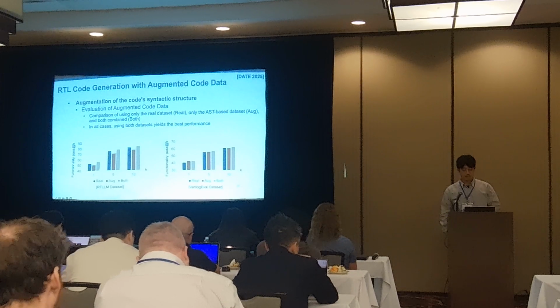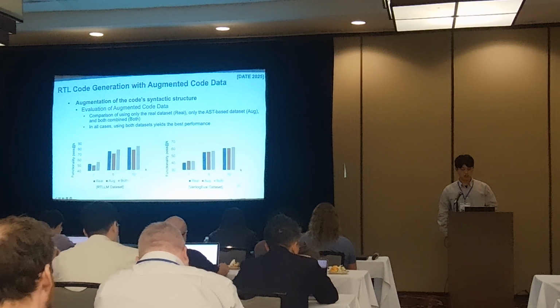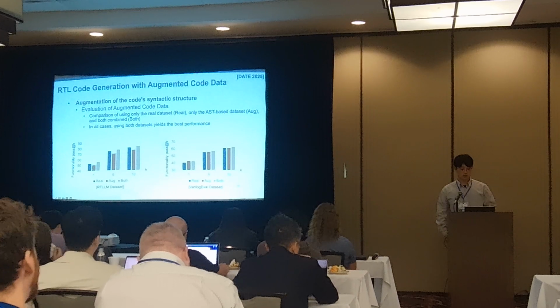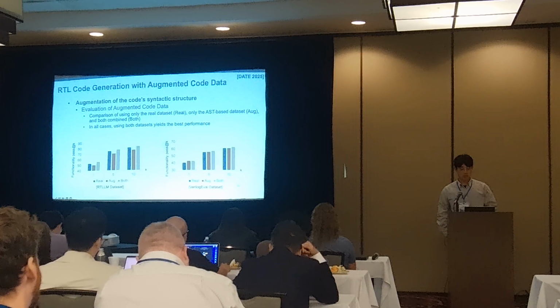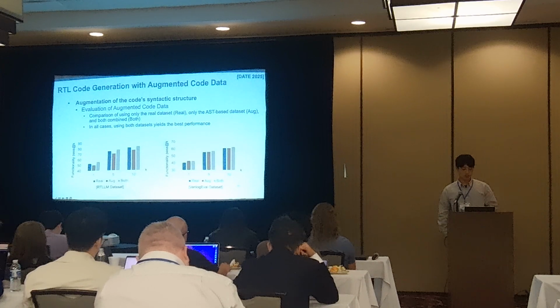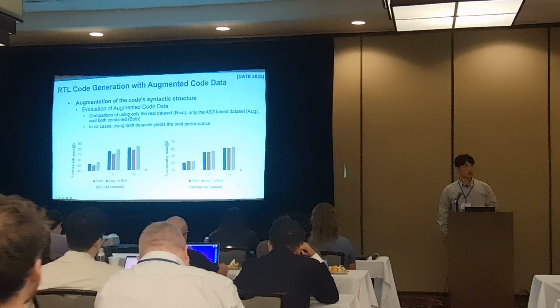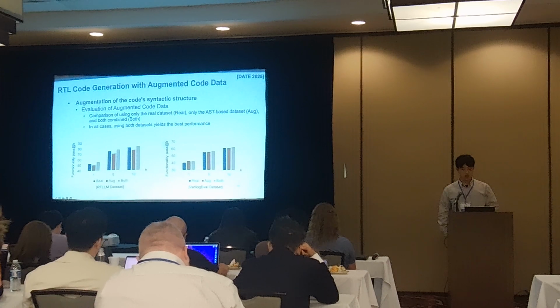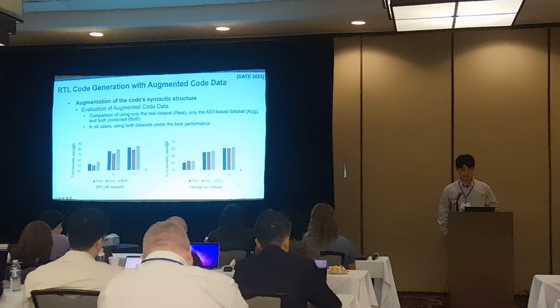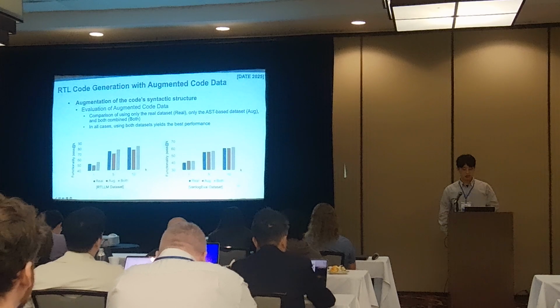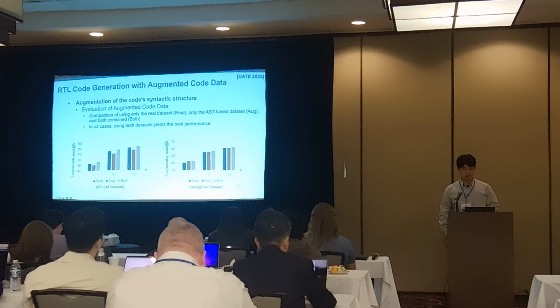We evaluate the impact of data augmentation by training the baseline model on 3 different datasets. One with 10,000 real dataset samples, another with 10,000 AST-based data samples, and a third combining both. The left graph shows the result on RTLLM benchmark, while the right one is from the Verilog eval benchmark. In both cases, the combined dataset performed the best. This confirms that AST-based augmentation effectively improves LLM's performance for Verilog code generation.